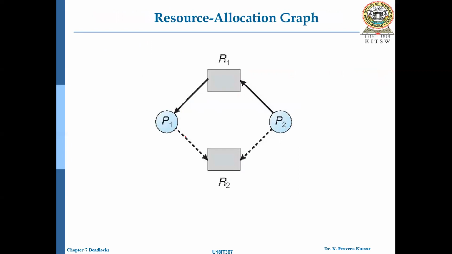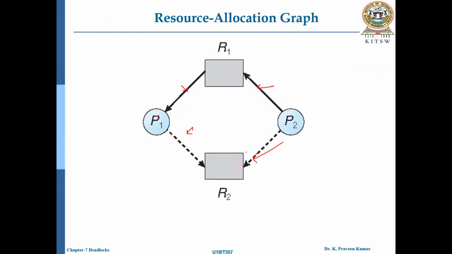So it will be like this. This is the claim edge, this is the assignment edge, and this is the request edge. So P2 is requesting R1, R1 is already assigned to P1, P1 is claiming R2, and P2 is also claiming R2. This is the resource allocation graph.